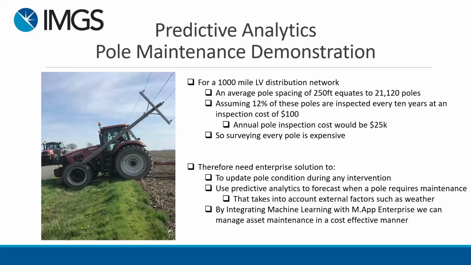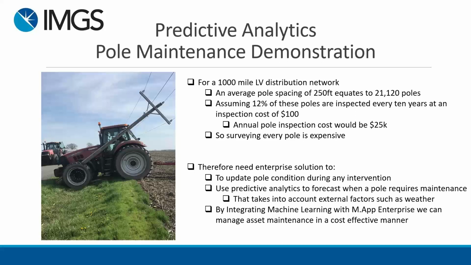So what they need is an enterprise solution that will allow them to update the pole condition whenever there's an intervention. So if a network engineer is out doing a maintenance update, or if there was a storm and they had to fix a pole or change a pole or add a new connection, then while there, they're able to update this condition information in the field. So if they're at the pole, they can record what the condition of the pole is. Also being able to update the asset data of the pole.